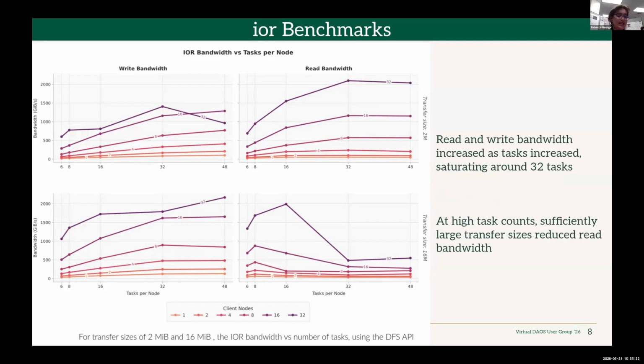So we saw that read and write bandwidth increased with increasing tasks, saturating at about 32 tasks when we look at a medium transfer size of like 2 megabytes and similar sizes. And then with a larger number of MPI tasks per node, we saw higher bandwidth. So our top graphs there are with 2 megabytes transfer size, and the lower graphs are for 16 megabytes. But we had tested other ones. These ones just were some representative examples.